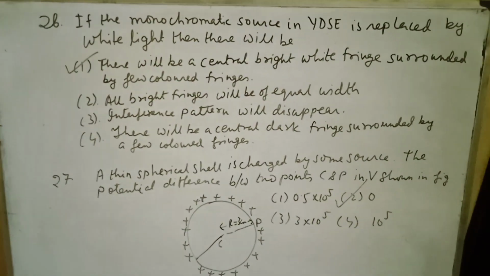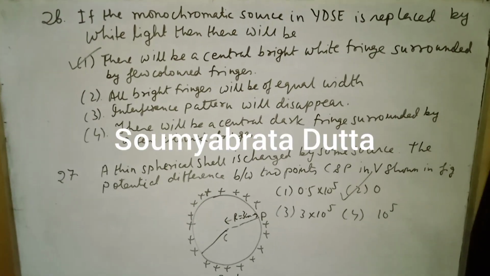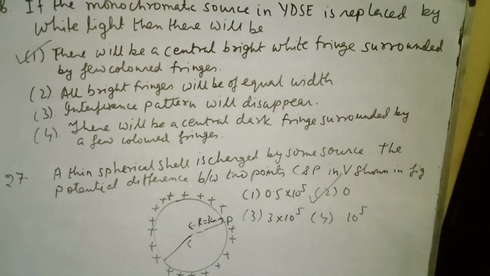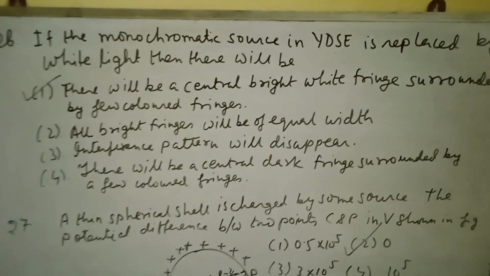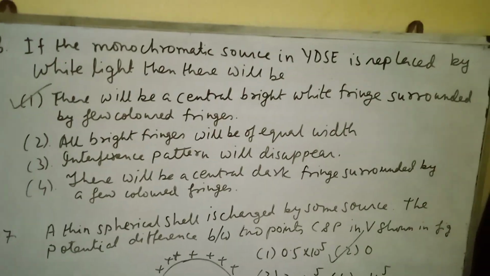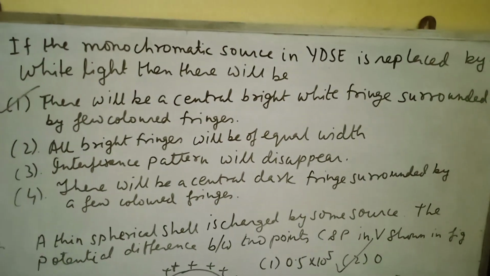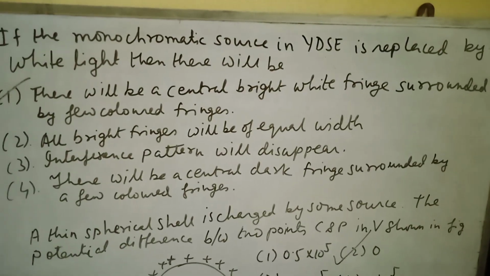Question number 26. If the monochromatic source in Young's double slit experiment is replaced by a white light, then there will be: number 1, a central bright fringe surrounded by a few colored fringes. Number 2, all bright fringes will be of equal width. Number 3, the interference pattern will disappear. Number 4, there will be a central dark fringe surrounded by a few colored fringes.